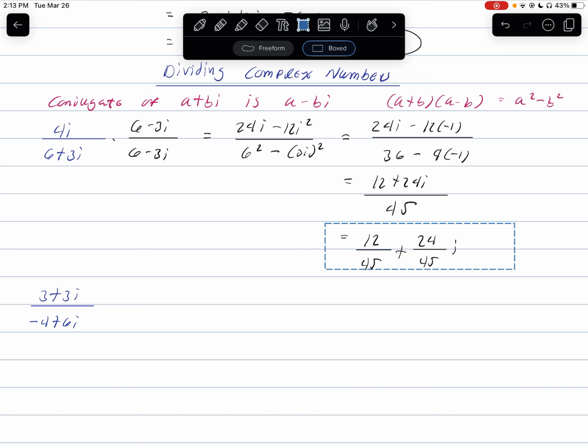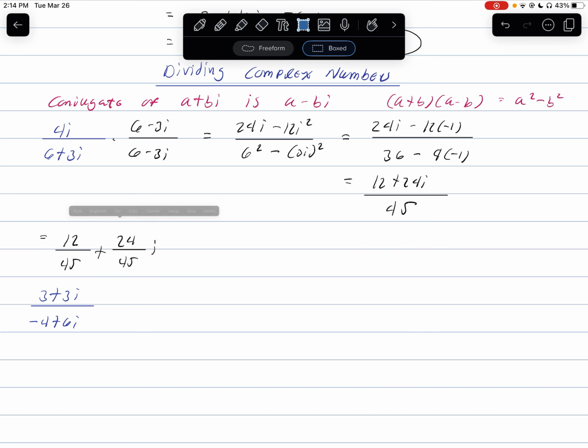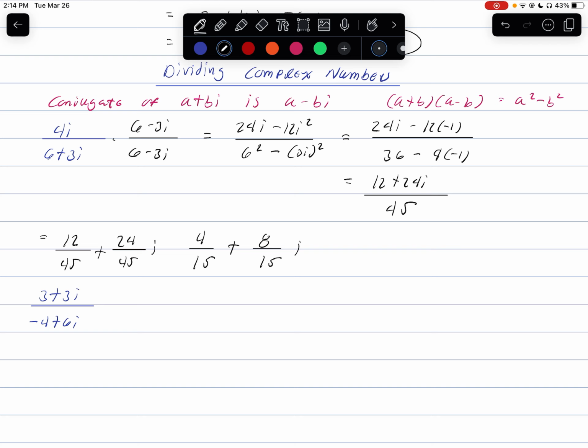Okay, I'm just going to move this over because we can actually simplify this quite a bit. We can notice that 45 and 12 are both divisible by 3. So we're going to end up with 4 over 15 if we divide them both by 3. And then this is also divisible by 3. This is going to give us 8 over 15i. So that is how this is going to look for your final answer.